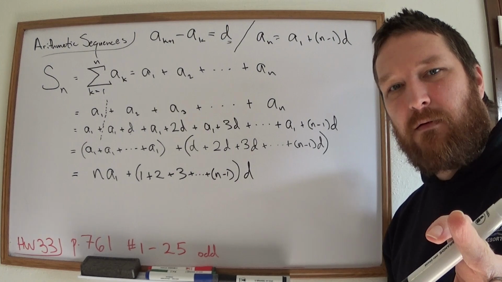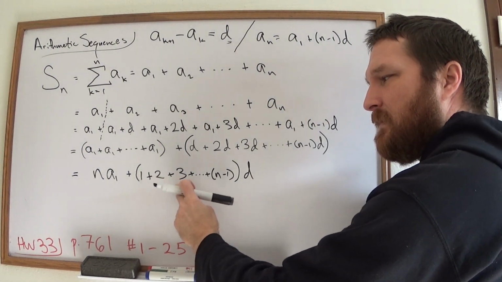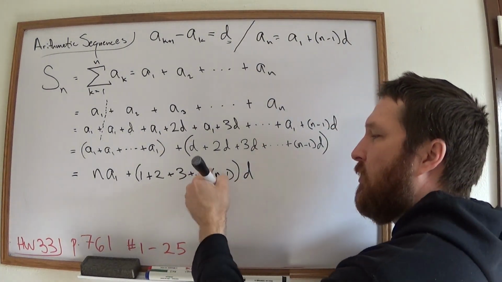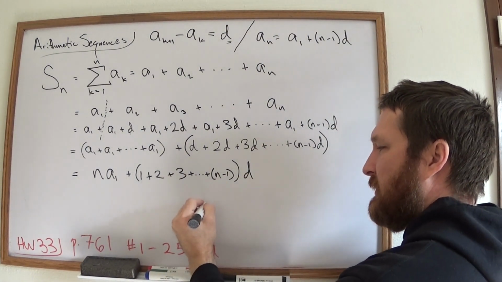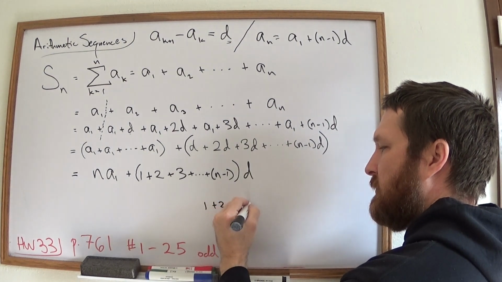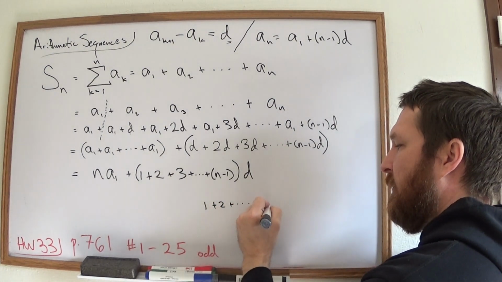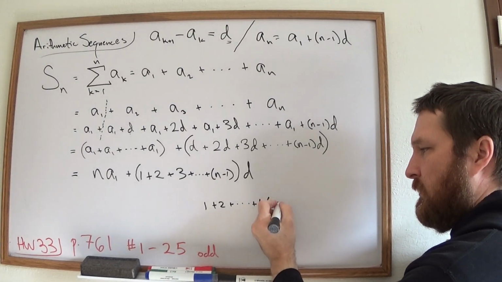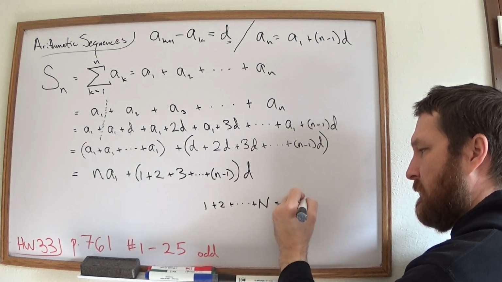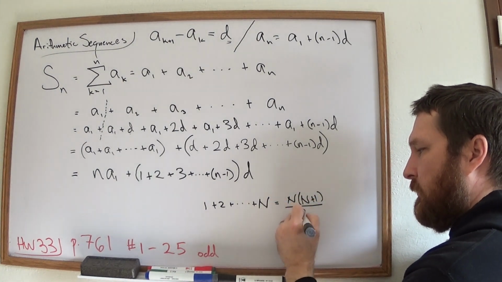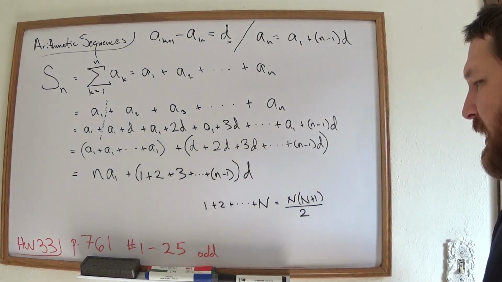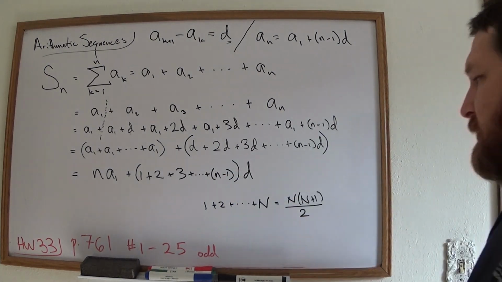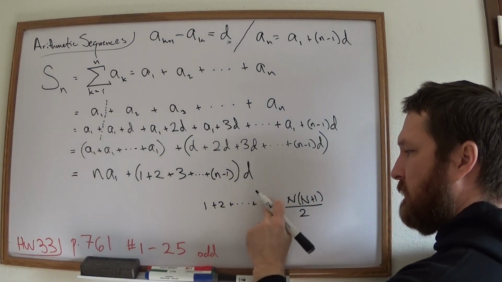Now, recall from last time, we have a nifty formula for this, right? We derived last time the partial sum of the first capital N natural numbers, 1 plus 2 and so on. We had a cool formula: n times n plus 1 over 2. Now we're not going up to capital N, we're going up to n minus 1. So if I just replace this with an n minus 1, let's see what happens.